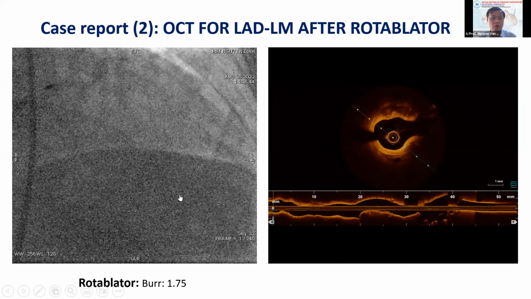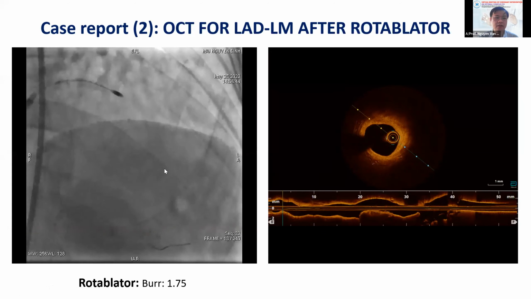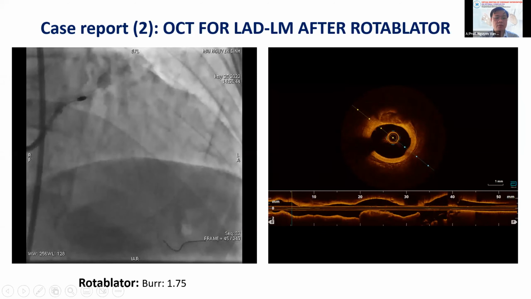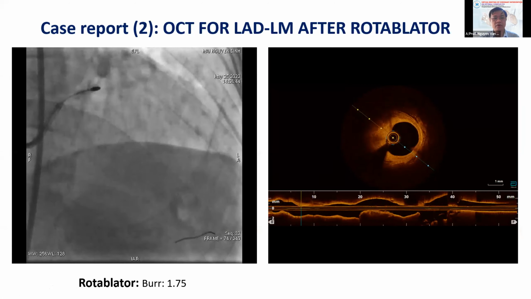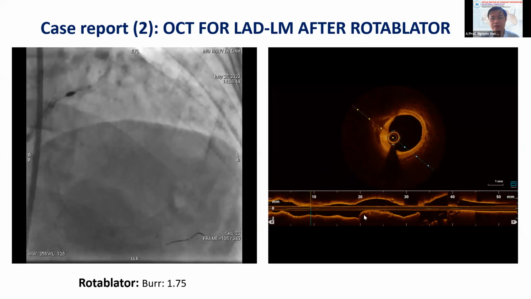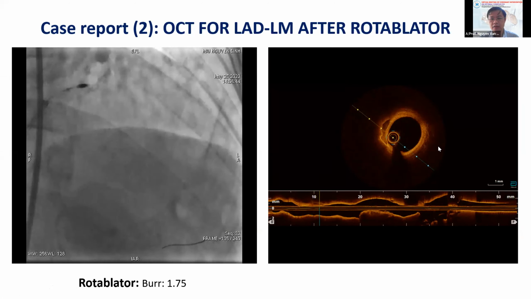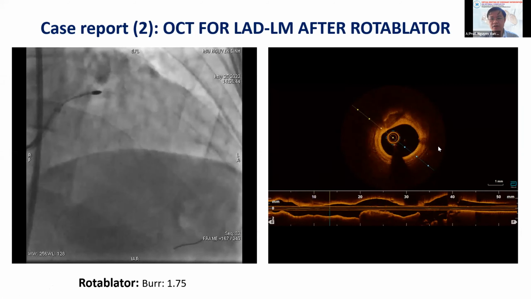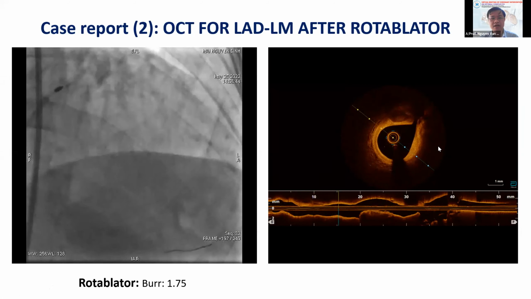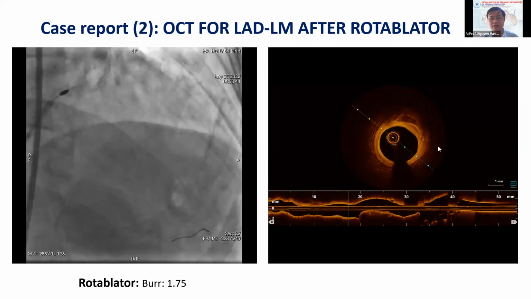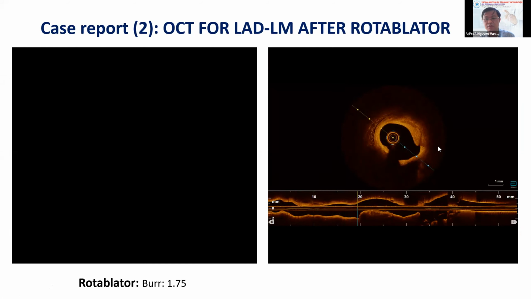So in this case we prepare with Protablator for the patient. So we use Protablator with 1.7 fiber. After Protablator, we look at the OCT, some heavy calcified fracture, and after that we can continue to stent for the patient. You look at a lot of calcified fracture from proximal to the left main.